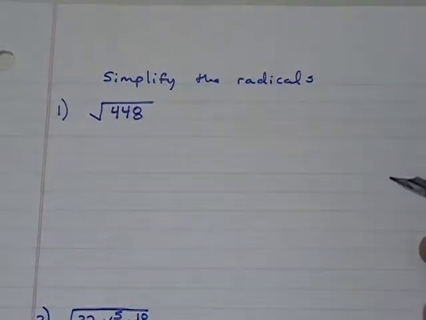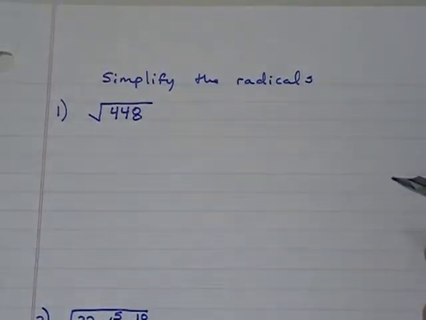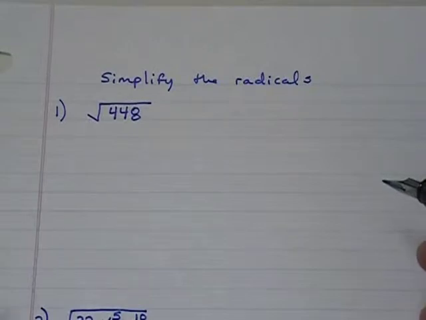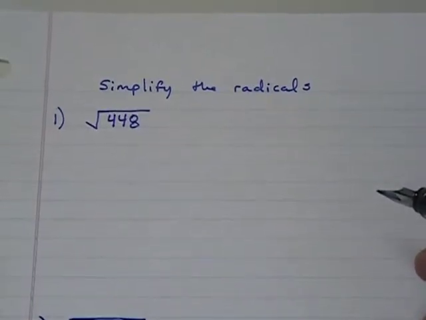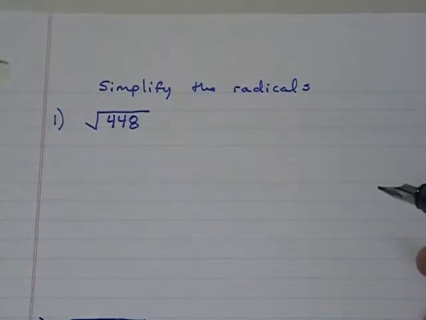Today we've been asked to simplify some radicals, and we're going to start with the square root of 448. The way you're going to simplify any radical is to try and find a perfect square that will go into it, since this is a square root. To remind you, your perfect squares are 4, 9, 16, 25, right? 2 squared, 3 squared, 4 squared, 5 squared. And so I want to pick the largest perfect square that will go into 448.